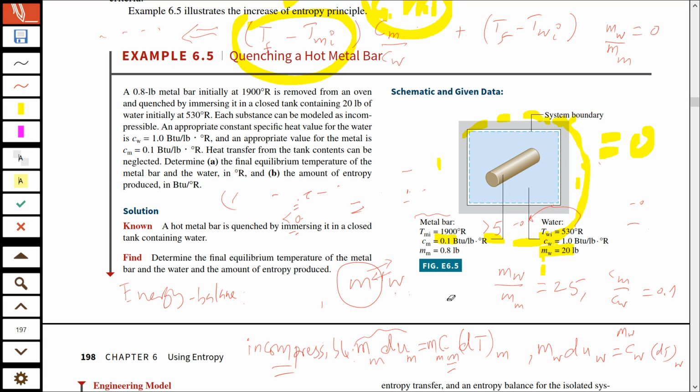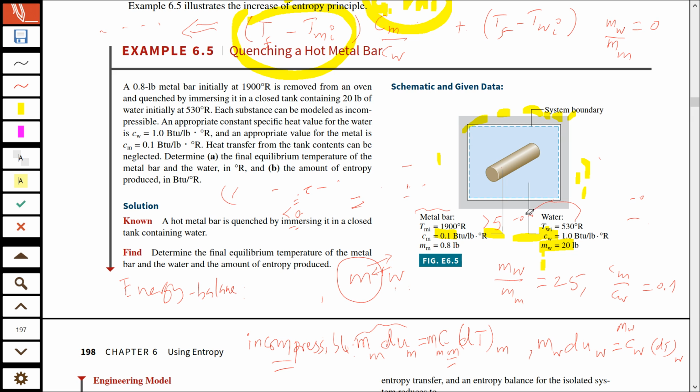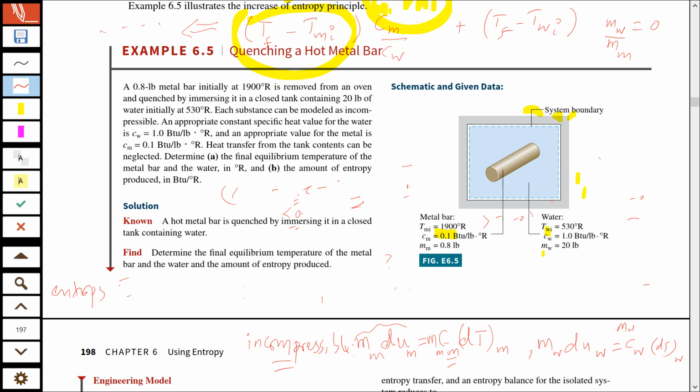So let's see how we can calculate this now. We need to start the way we started here. If you remember, we started with the energy balance for the isolated system. So we now need to start with the entropy balance, the entropy rate balance. So I'll start with that. Entropy balance.